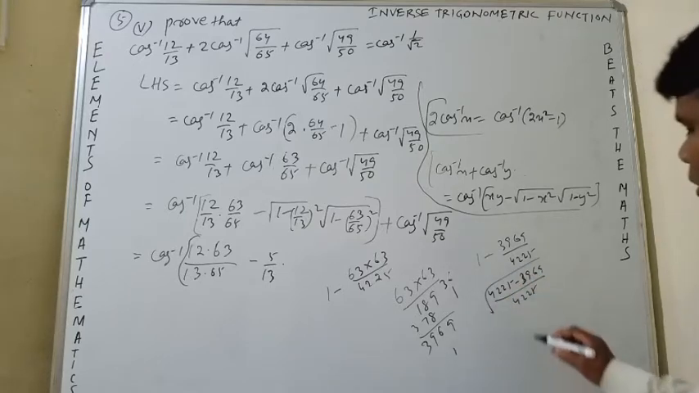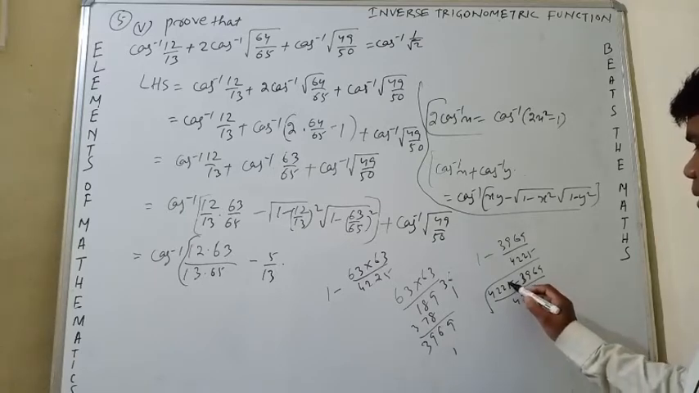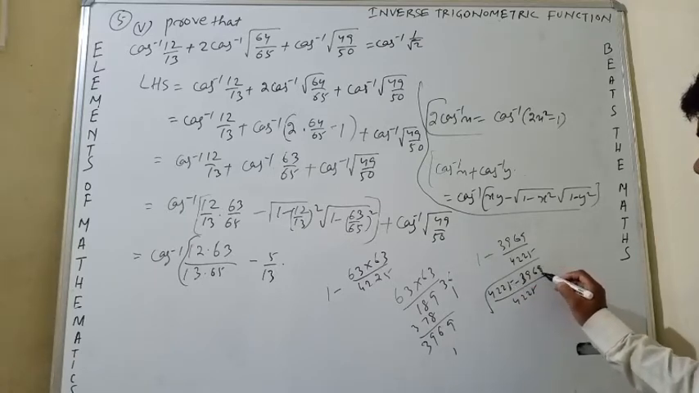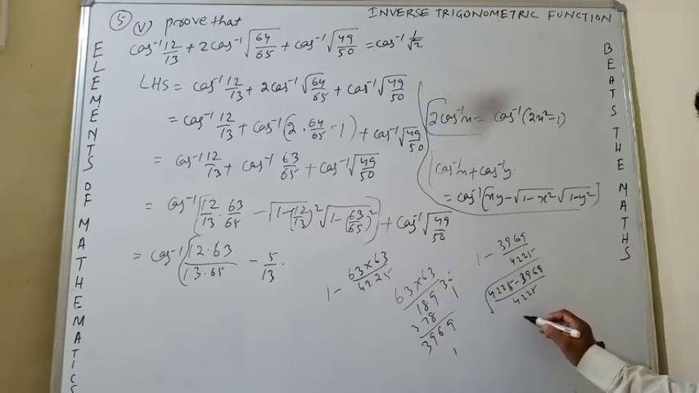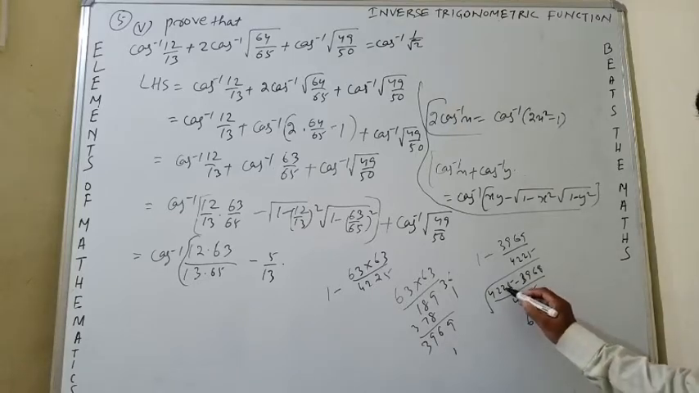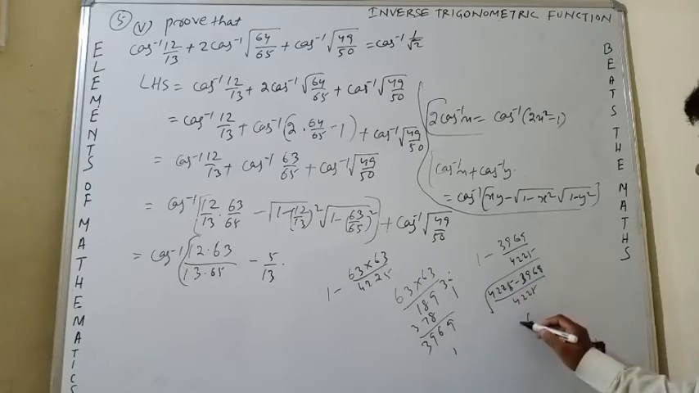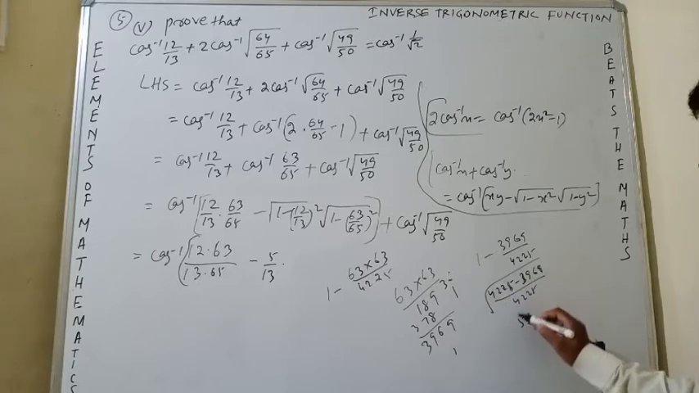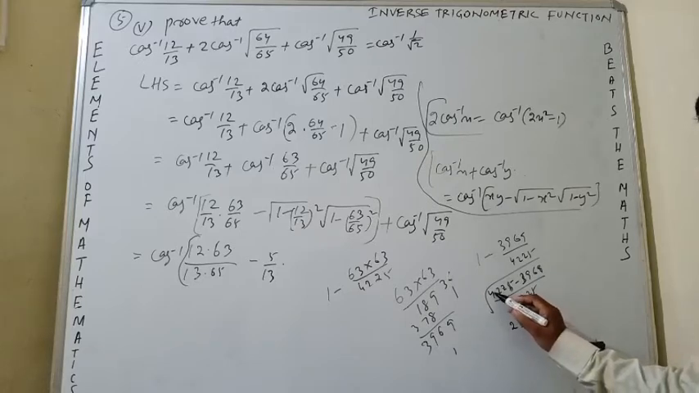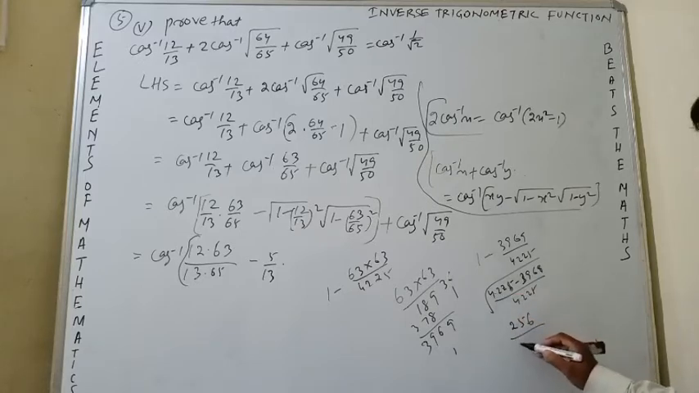This is equal to how much? You see, subtract. 15 minus 9 is equal to 6. Here is 1, 12, here is 1. 11 minus 6, that is 5. Here how much? 11 minus 9, that is 2. Here 3. Only this much: root over 256/4225.